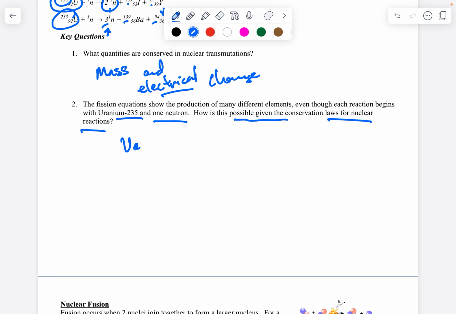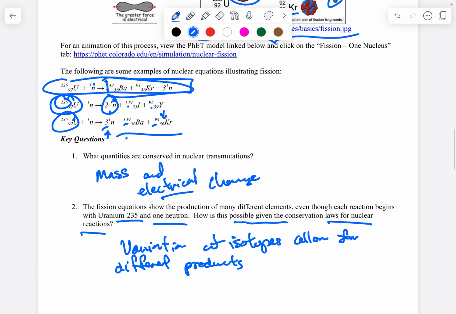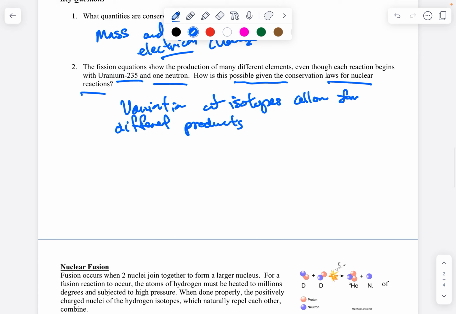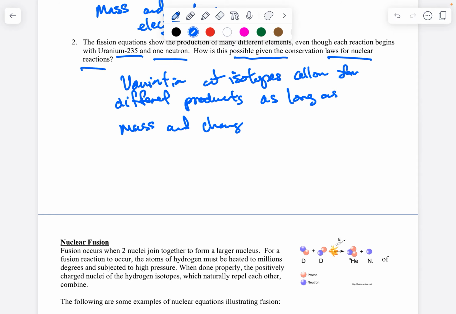So that is how it's possible, and we can say variation of isotopes. Isotopes allow for different products, we can say. So these will be your products over here, as long as mass and charge are conserved.